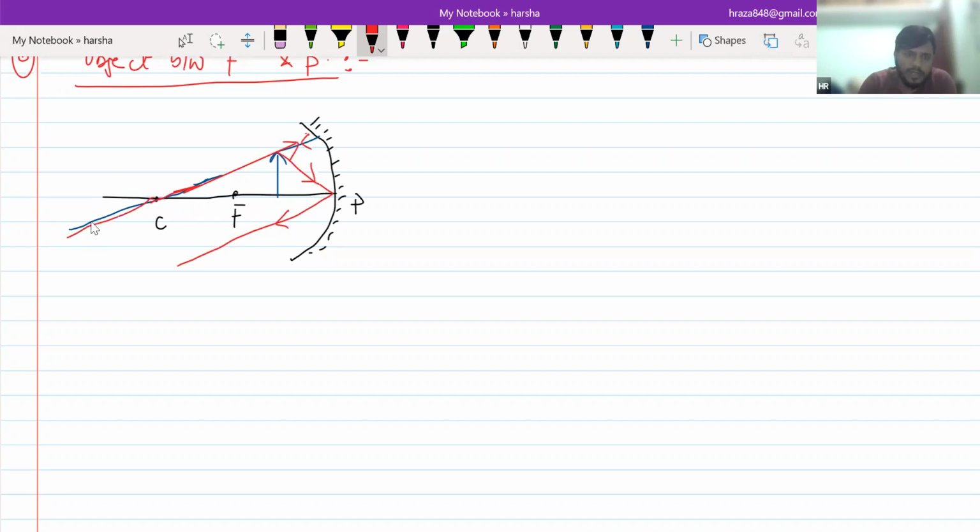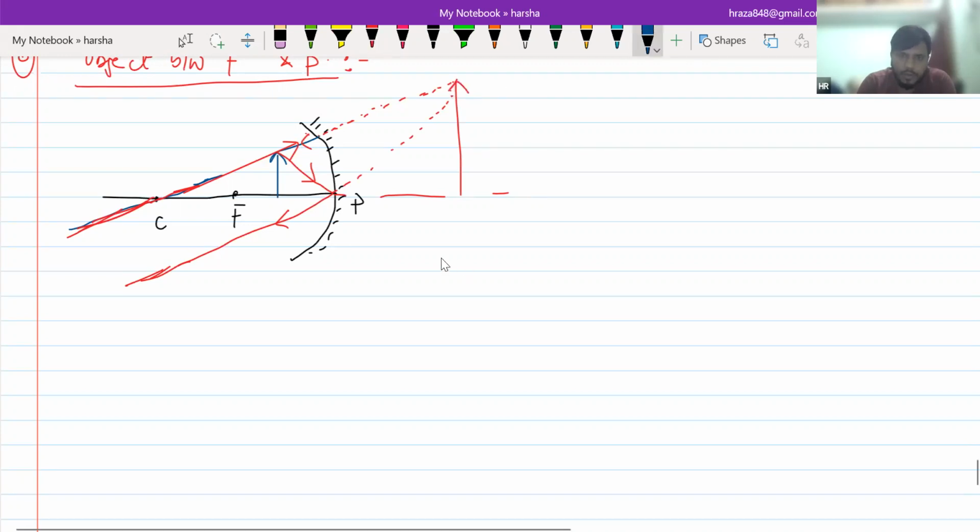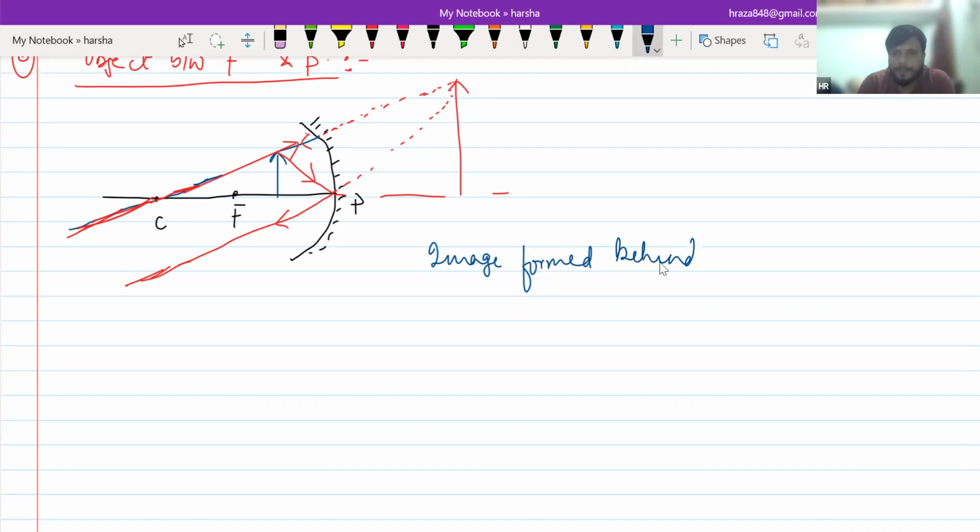Now you can see this line is basically parallel, and these are not parallel. So basically we will extend it, and the rays will appear to meet behind the mirror. So the image will form behind the mirror. So we can write image formed behind mirror. Or you can see actually the image is formed by the rays appearing to meet. So image is virtual and it is straight, that means virtual and erect.